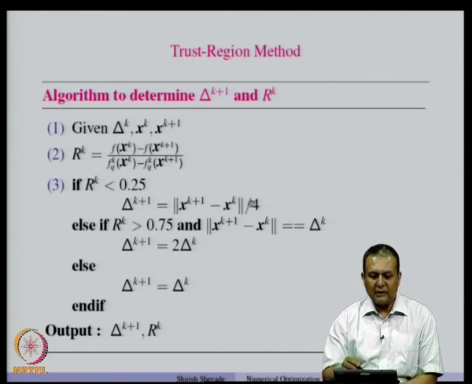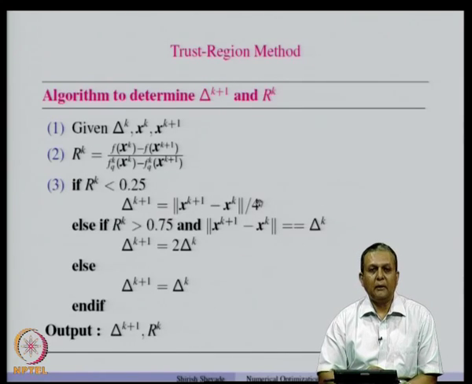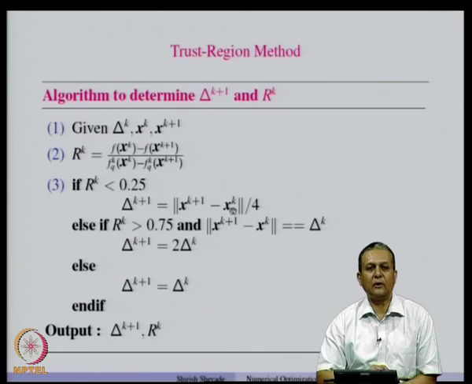So, all the numbers mentioned here are typical numbers, and if one wants, one can change it based on the application. So, the delta k plus 1 reduces, and hence the region of trust also reduces for the next iteration. That is because the current approximation is not good enough.